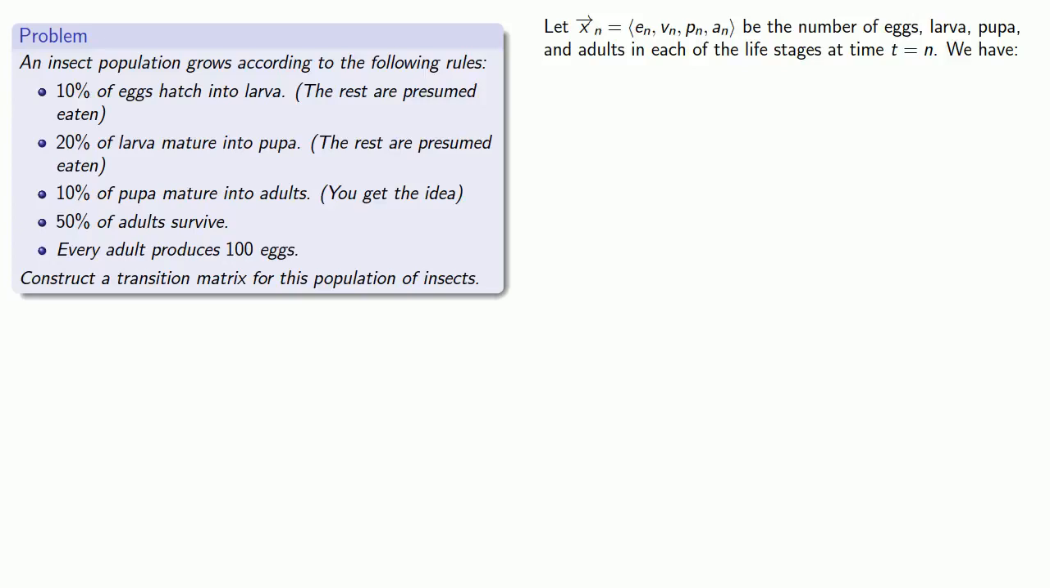In other words, I want formulas for the number of eggs, larvae, pupa, and adults at the next point in time. Now, a useful rule in life and in mathematics is that it's easier to figure out where you've come from than it is to figure out where you're going. So let's take a look at the number of eggs. If we look at how our insects live, we see that the only way that we get eggs is from the adults. And every adult produces 100 eggs, so the number of eggs that we will have is 100 times the number of adults that we currently have.